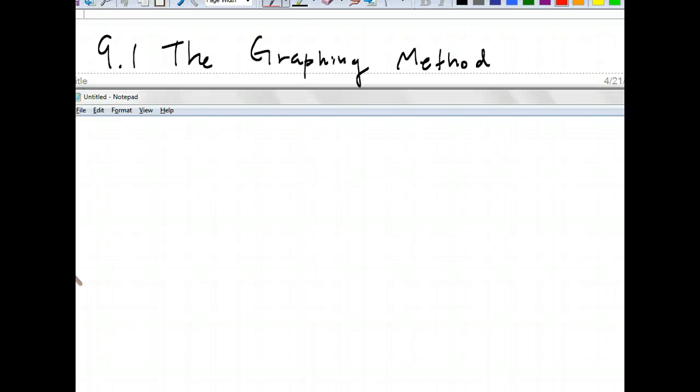So we're going to talk about systems of linear equations. We have talked about linear equations, have we not? Linear equations are equations that, when you graph them, you get a straight line. You get a line. Linear.